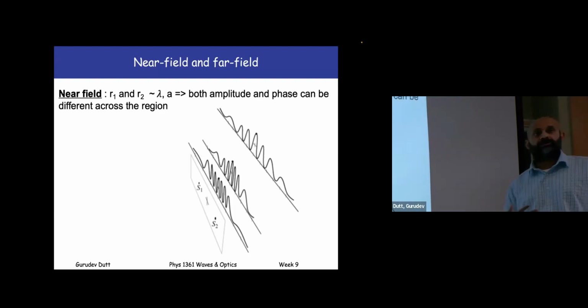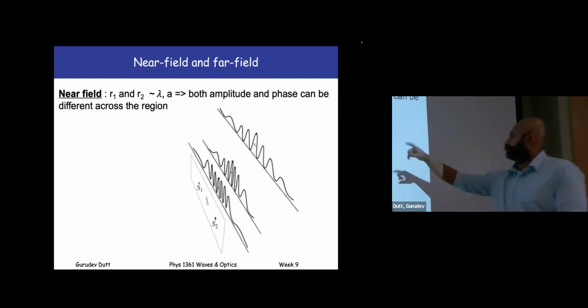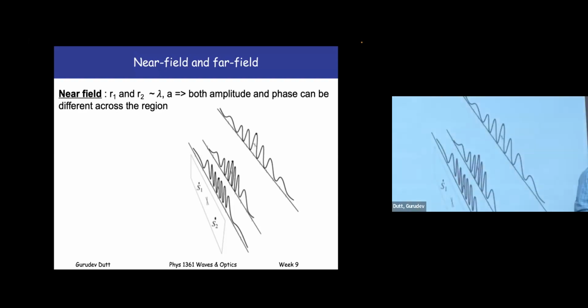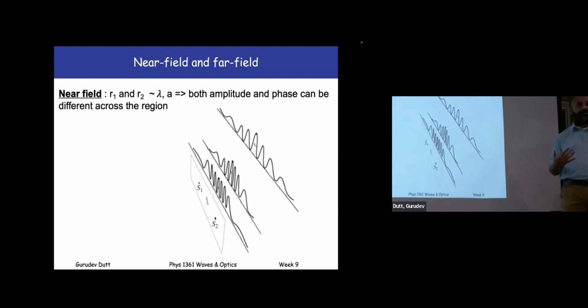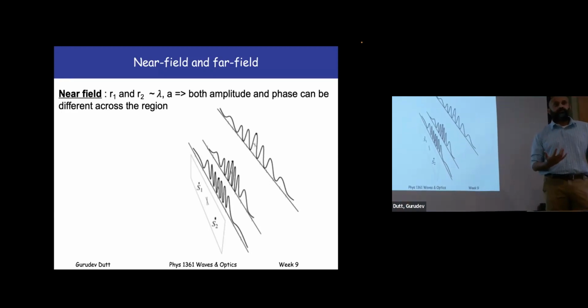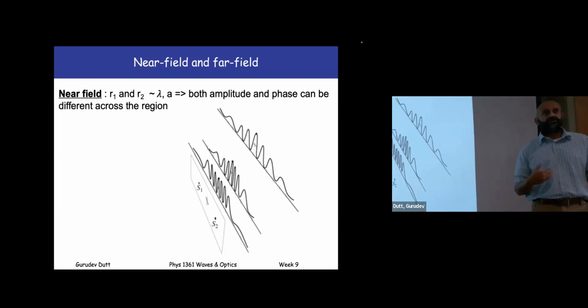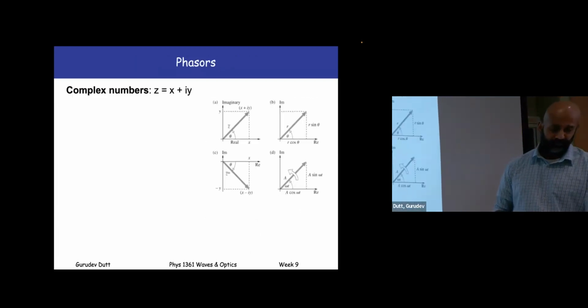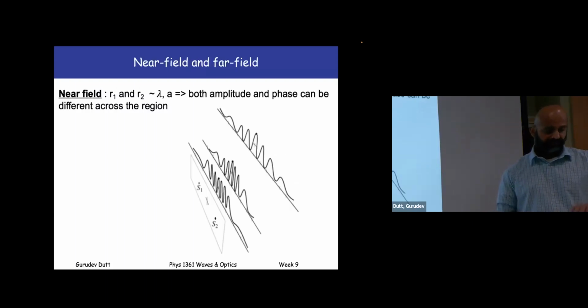That's because we are in what's called the near field, where R1 and R2, the distances, are on the order of the wavelength, and are also comparable to the slit distance or the source separation. So now the phase and amplitude can both change. That's the problem, right? The amplitude is not just fixed, but it can actually change across the region where we're looking at the interference. Okay, so that kind of concludes some very general considerations of interference.